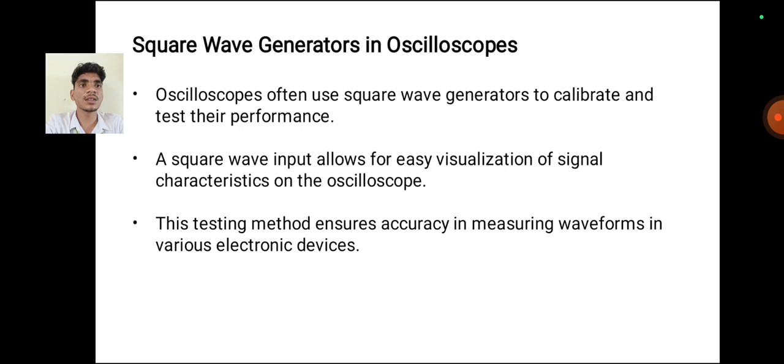Square wave generators in oscilloscopes. Oscilloscopes often use square wave generators to calibrate and test their performance. A square wave input allows for easy visualization of signal characteristics on the oscilloscope. This testing method ensures accuracy in measuring waveforms in various electronic devices.